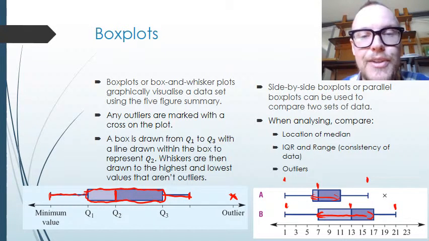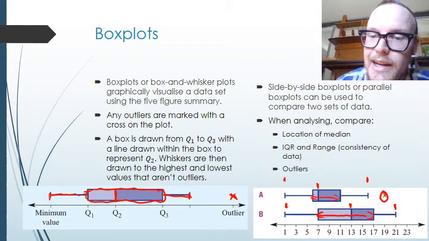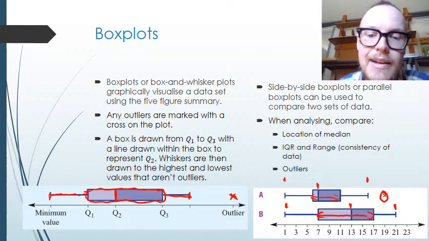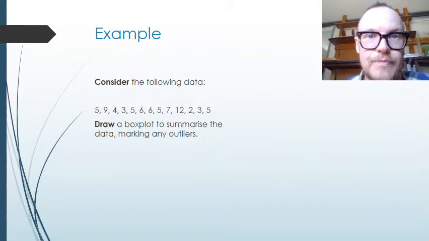So we might say that the data set for A is more consistent than the data set for B. We can also say that, however, it appears that one outlier exists for data set A and there are no outliers for data set B.